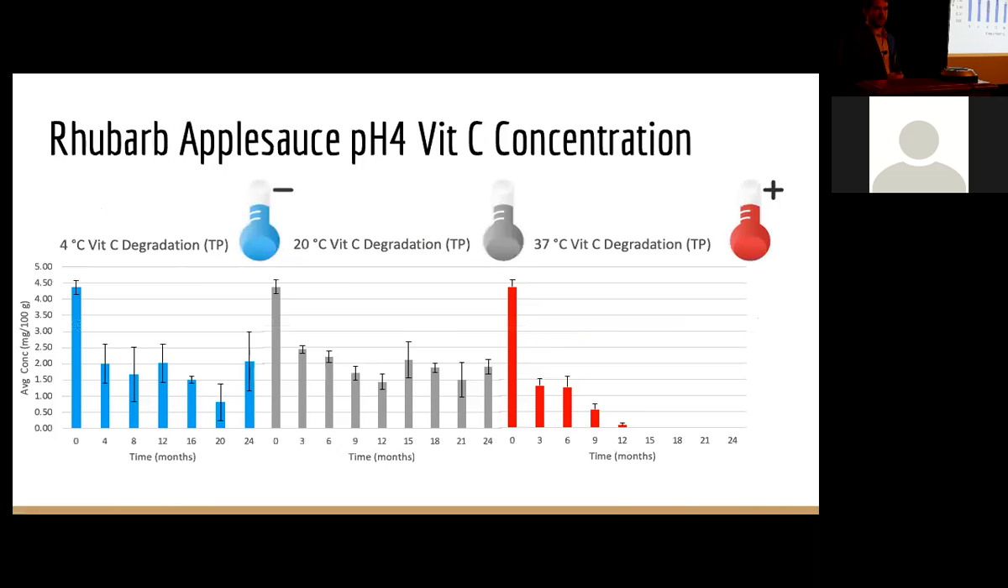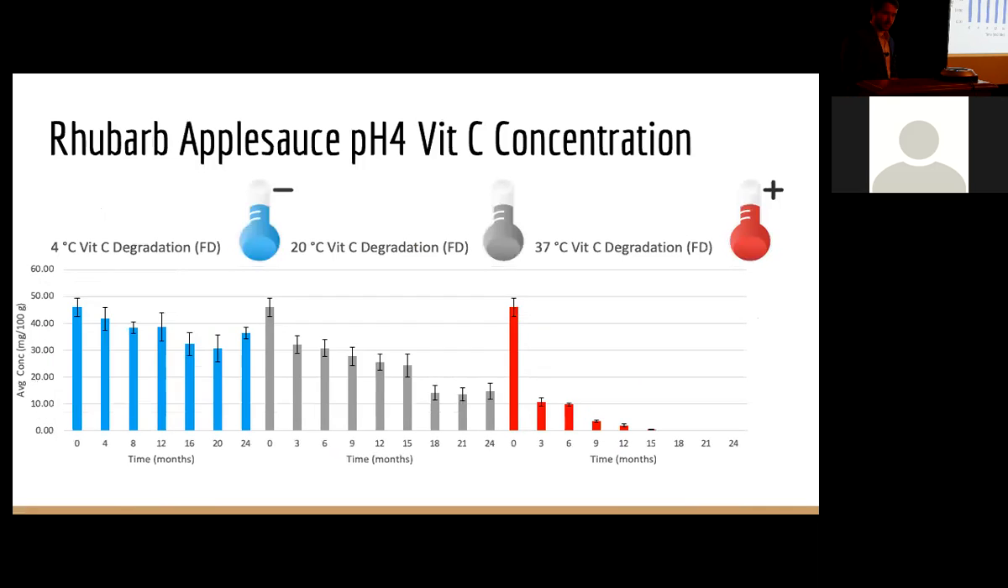Now looking at our vitamin C data, what we're getting for vitamin C in our rhubarb applesauce pH 4 after thermal processing is we get a retention of a little over 4 milligrams per 100 gram, that's the serving. And then once again, as you increase the temperature, we get a significant drop off. But it's important to note that the difference between the 4 and 20 degrees is seemingly not significant, but once you reach a critical temperature, it seemingly drops off. And this is again, thermal processed rhubarb applesauce.